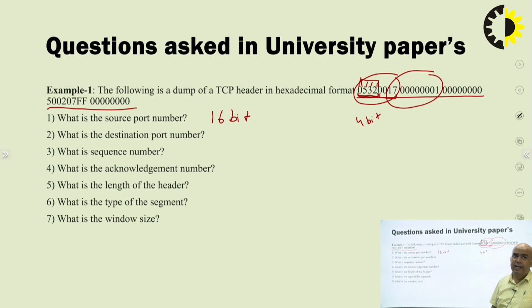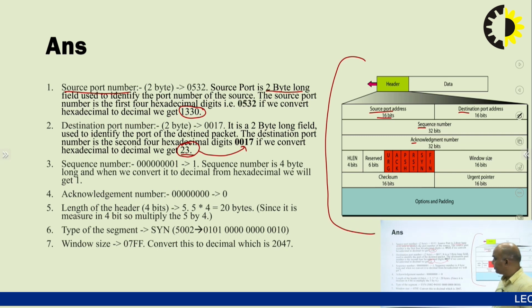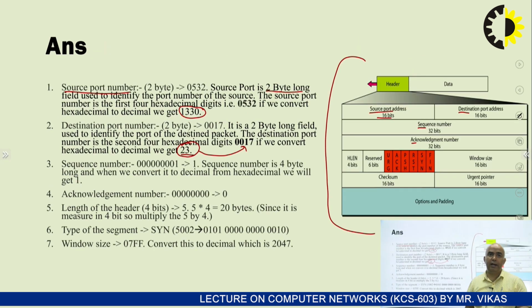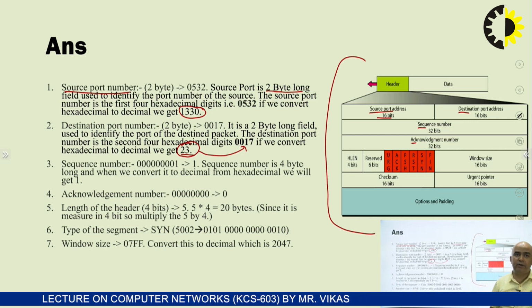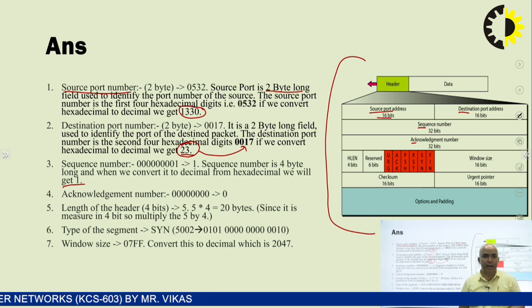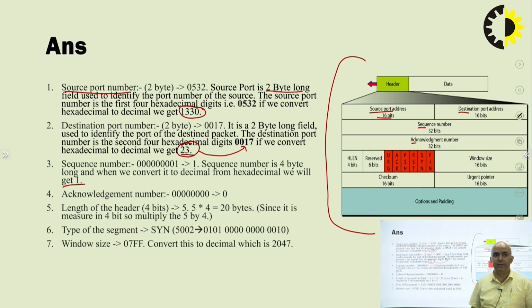Okay. So next is your sequence number. The sequence number is again 32 bits, so it will be these 4 bytes. So this will be your sequence number. Again it is a hexadecimal number, 1. If you convert it into decimal, it comes out as 1 again. So the sequence number is 4 bytes, and 1 byte is 8 bits, so it is 32 bits. If we convert from hexadecimal to decimal, we will get 1.